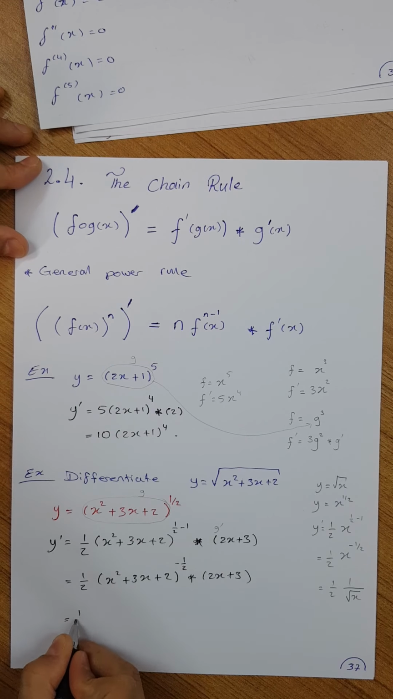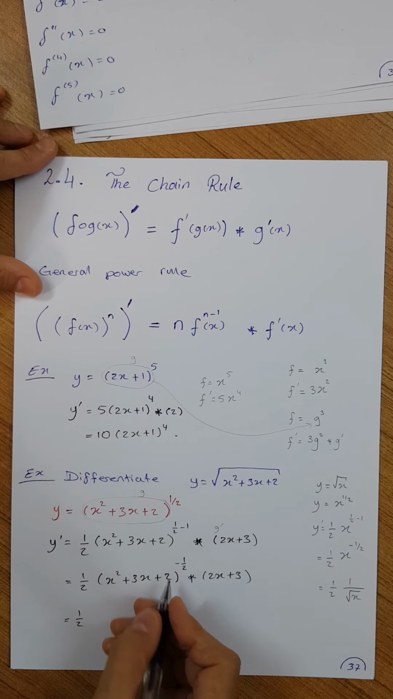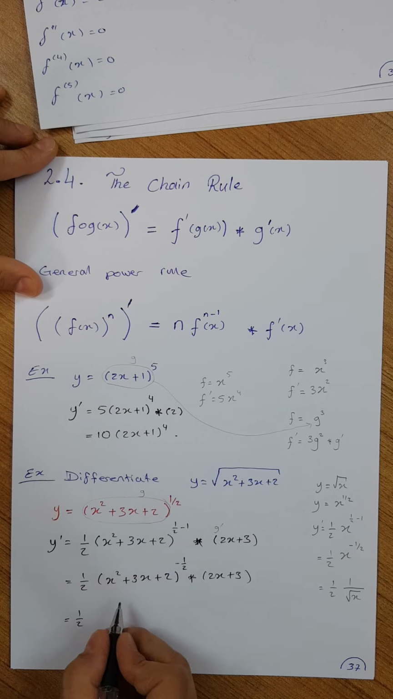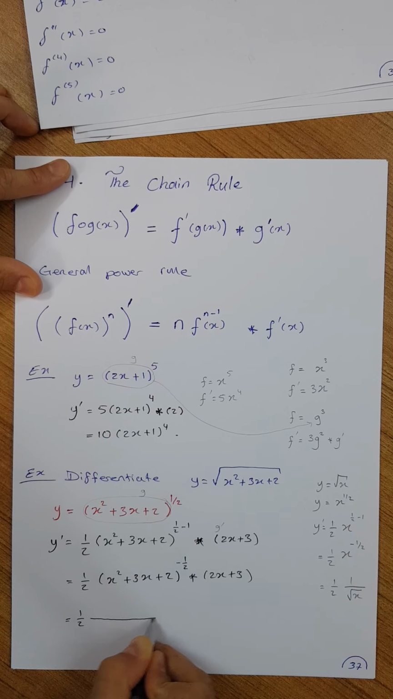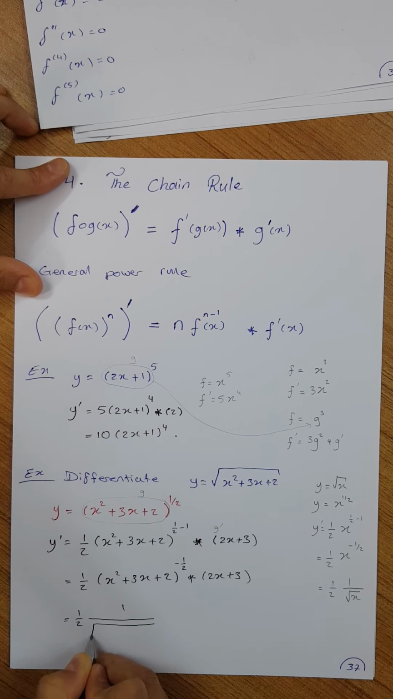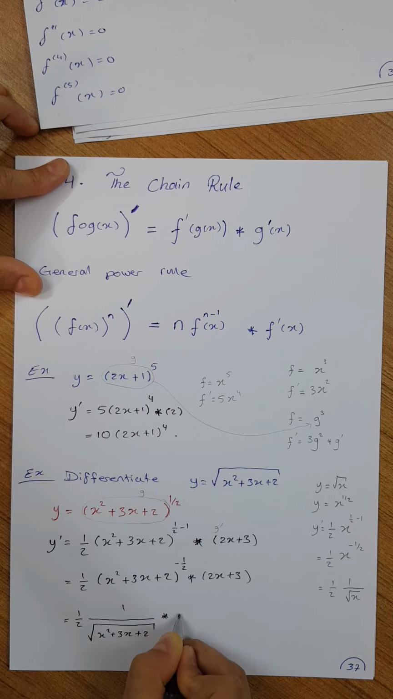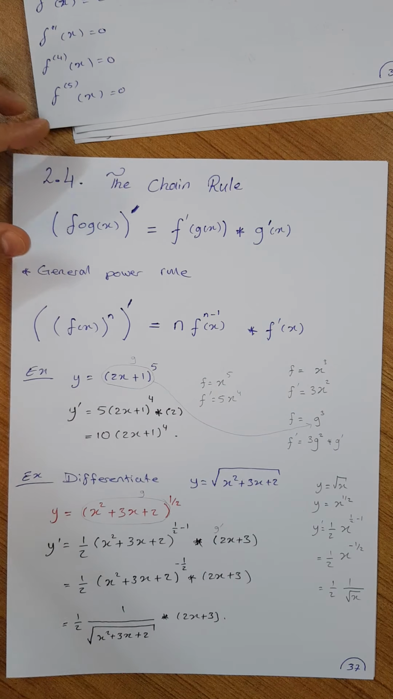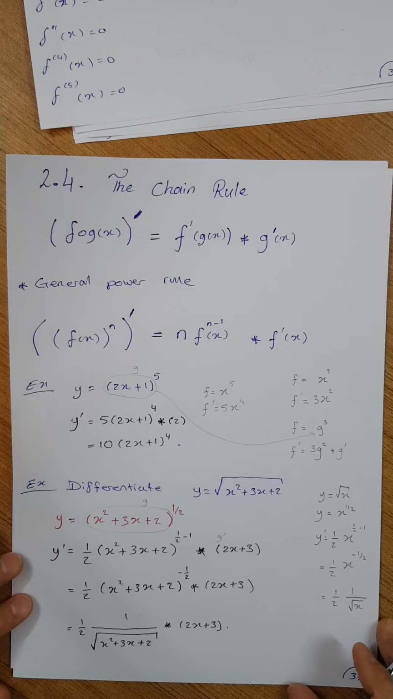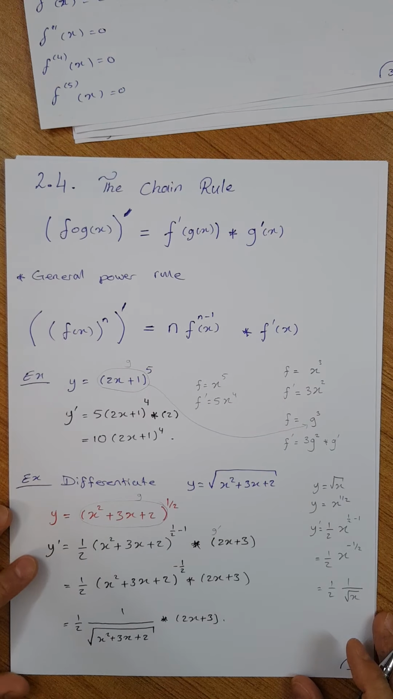Now I have got 1 over 2. This one is negative, it makes it upside down. The power 1 over 2 changes the thing that I have got back to square root, so that is the square root of x squared plus 3x plus 2, multiplied by 2x plus 3, and that is the required result. So that is the derivative of fog.